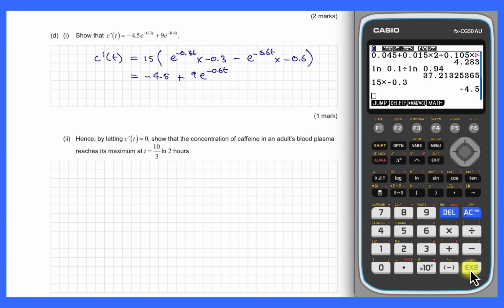Now obviously that's a useful result, because our next question says, hence, by letting c dash of t equals 0, show the concentration is reaching its maximum at this exact value, t equals 10 on 3 ln 2. So this is clearly a case for not using a calculator, which would definitely give us a decimal approximation for this, but we're going to do this by setting c dash t equal to 0. So let's start with the expression equals to 0.